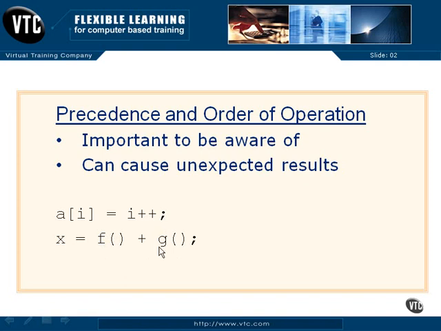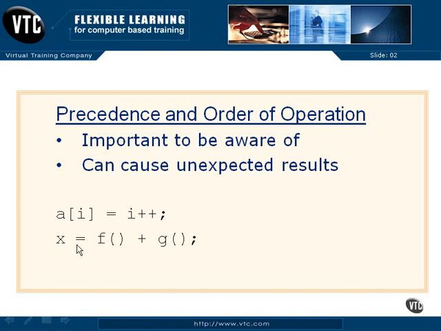If f and g both work on another variable, and that variable is affected differently depending on whether f is called first or g is called first, then we're going to have a problem, because we can't tell the compiler which one of these to do first. It will not necessarily do this function call and then this function call. It might decide to call g first and execute the statement this way. We can't tell the compiler which one of these two expressions to do before the addition. And then the result will be assigned into x.